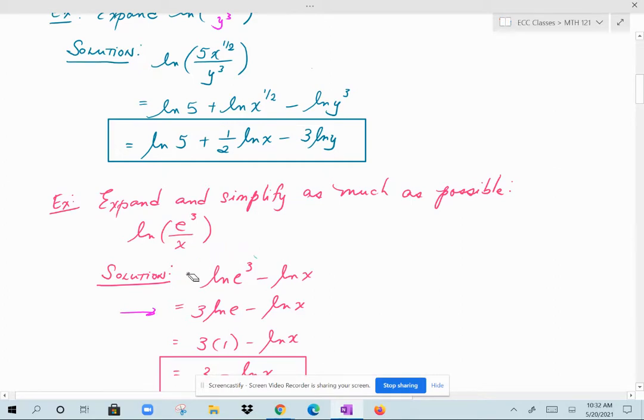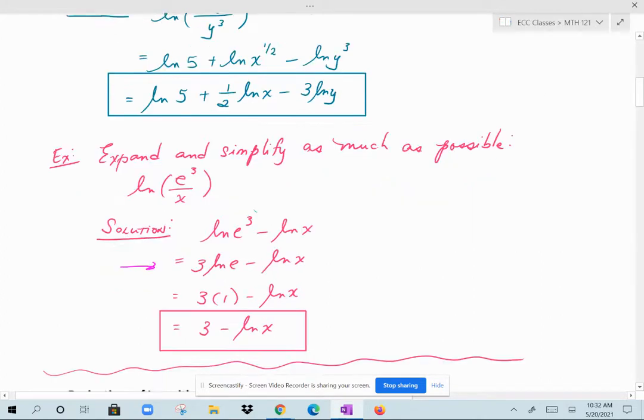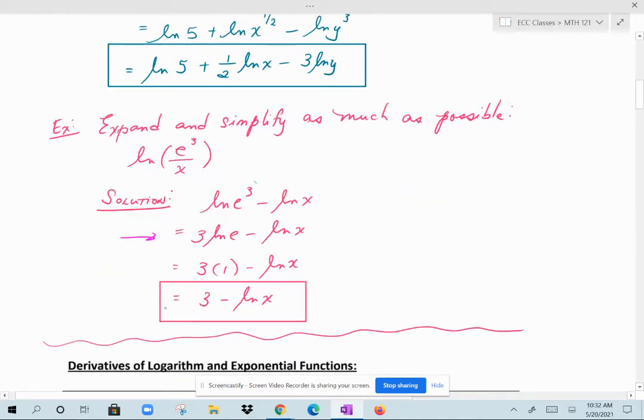But remember, ln of e is just equal to 1. So you can simplify. And so your final answer is 3 minus ln of x.